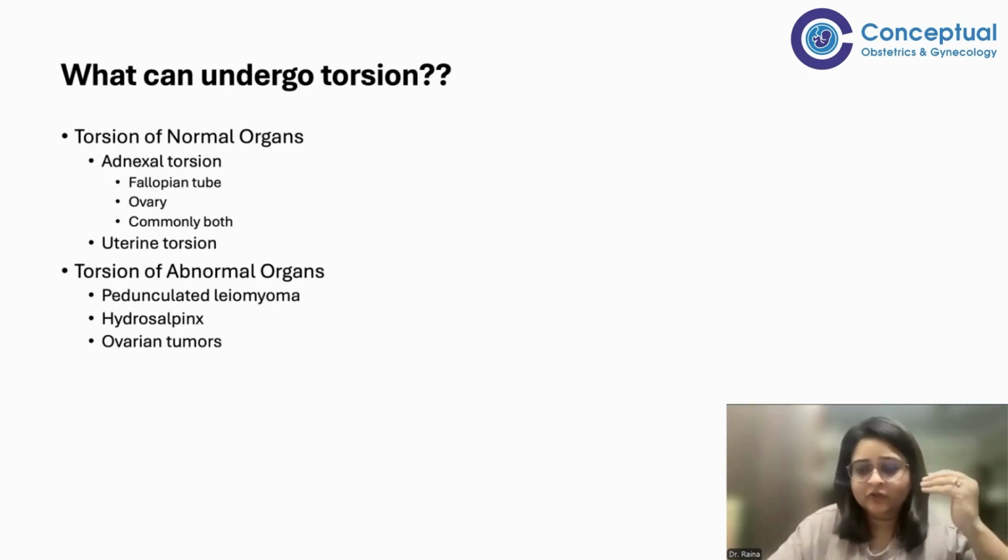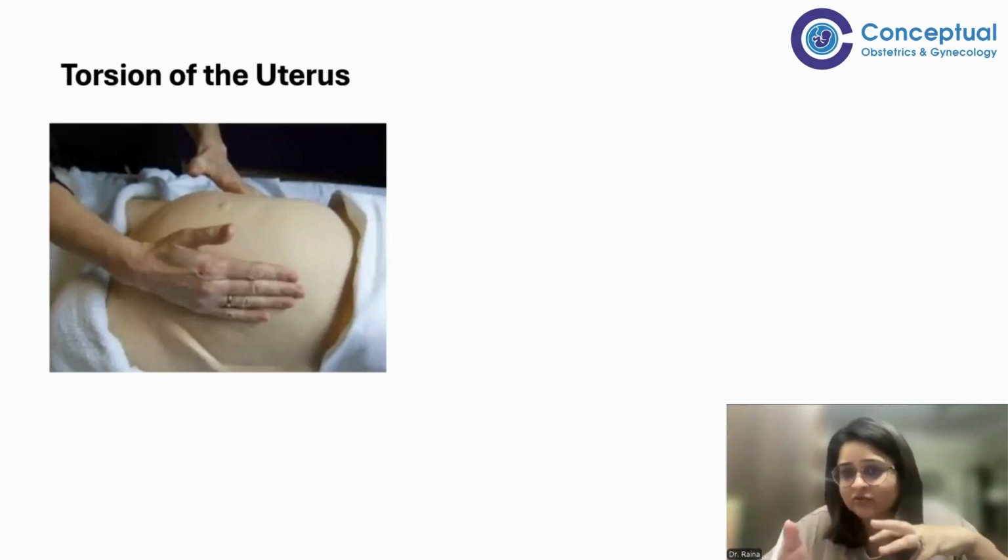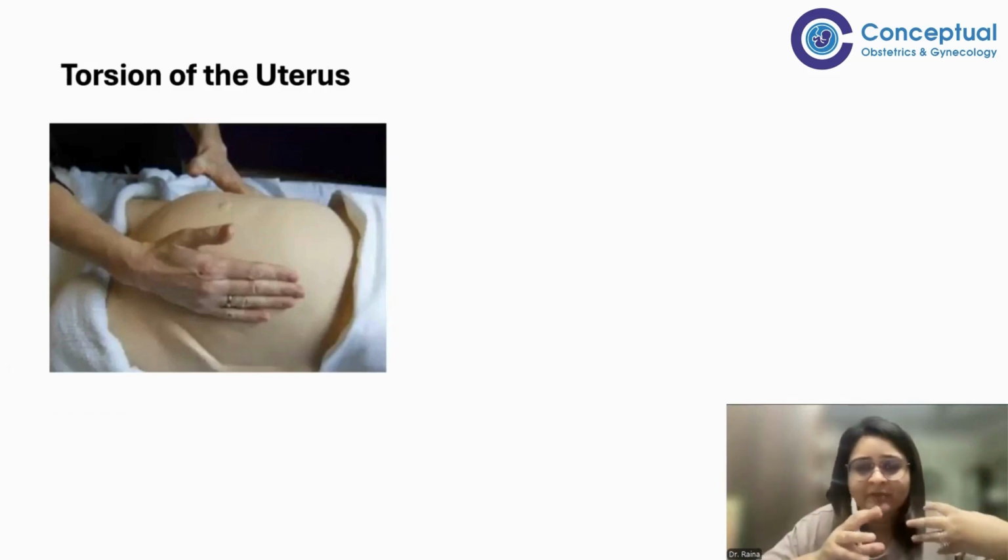So when we talk about torsion of the normal uterus, to some extent, a pregnant uterus is already torted slightly towards the right, what we call dextroversion. Whenever we examine a pregnant uterus, we always have to correct the dextrorotation. That dextrorotation is a type of physiological torsion. It is called pathological when the uterus has rotated by more than 45 degrees.